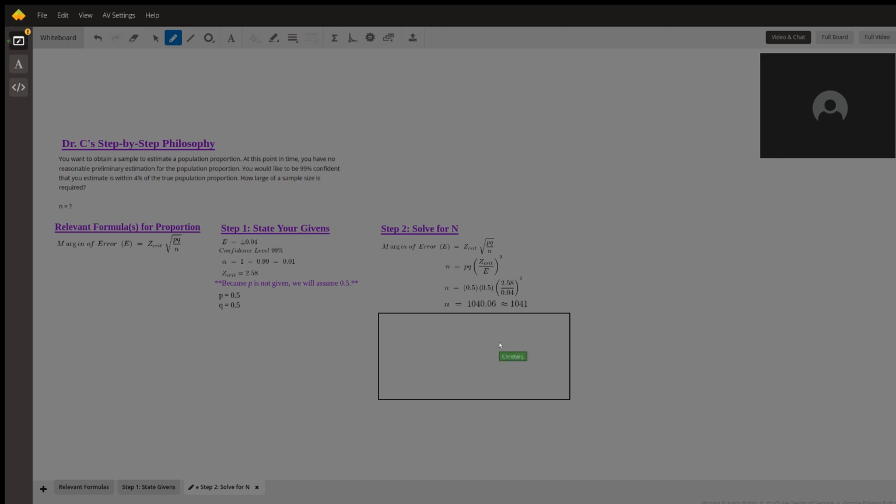When we do that, that gives us an answer of roughly 1040.06. It depends on if your prompt is telling you to round to a certain decimal place. If they are not, then it would be 1040.06. If they are, then your answer can be rounded to the nearest whole number of 1041.